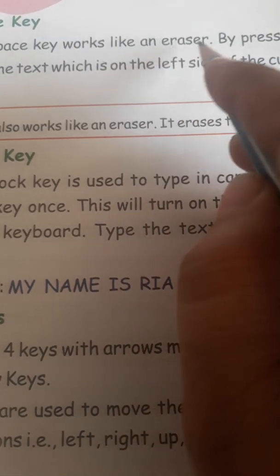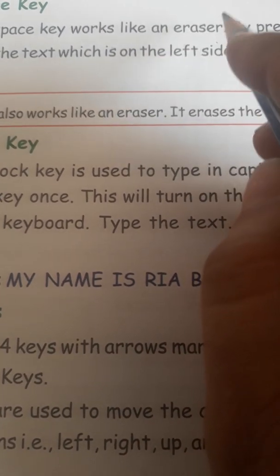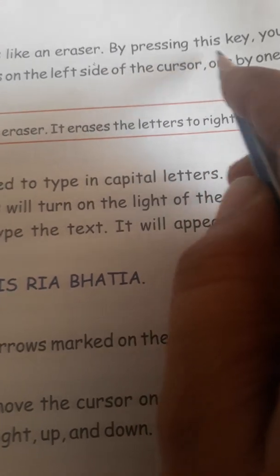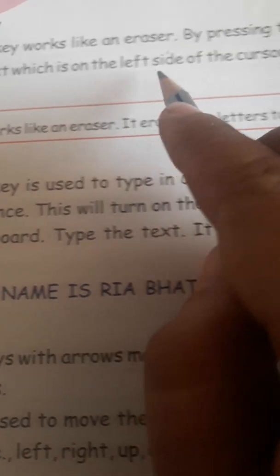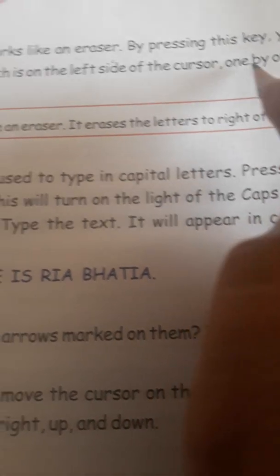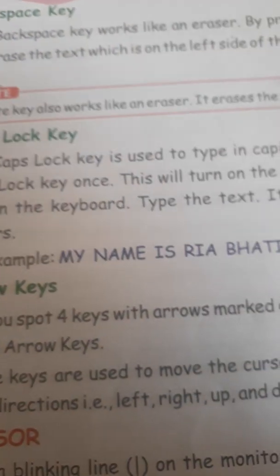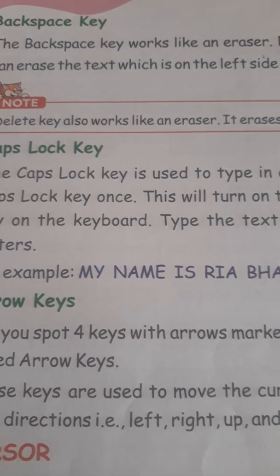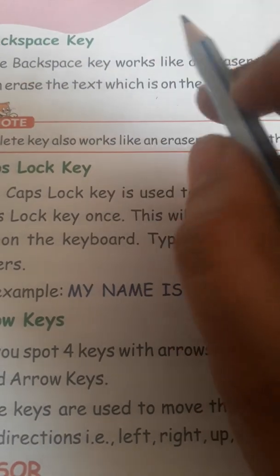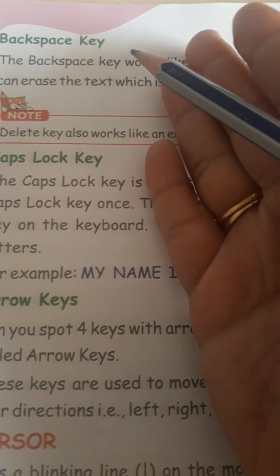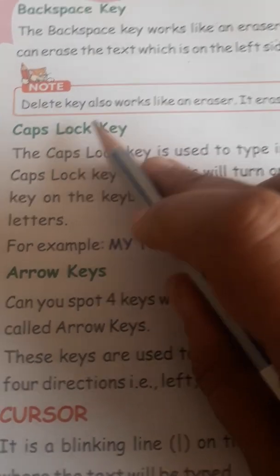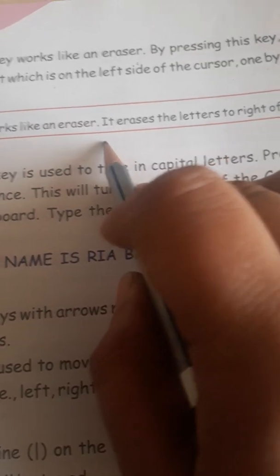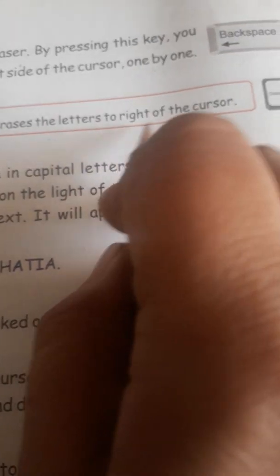Backspace key. The backspace key works like an eraser. You know which key works like eraser? It's backspace key. By pressing this key, you can erase the text which is on the left side of the cursor one by one. Now we have already done all these things practically. I hope you remember. Okay, so what does backspace key do? When we press backspace key, whatever is written on the left side of the cursor gets deleted or erased.